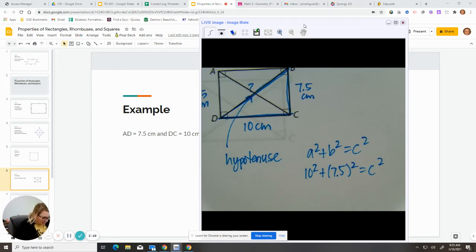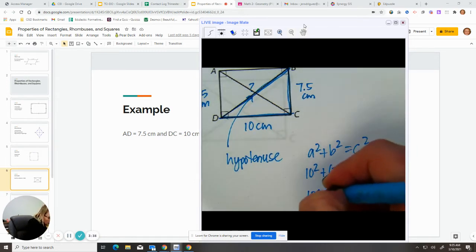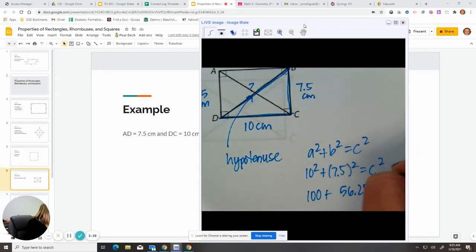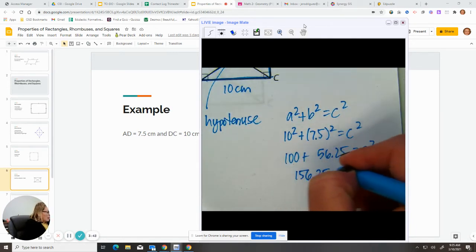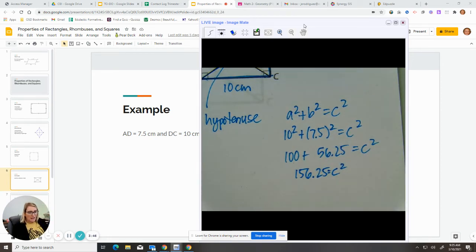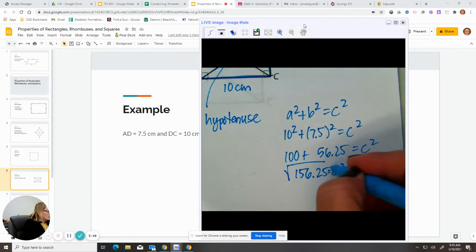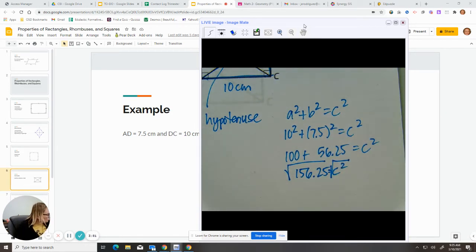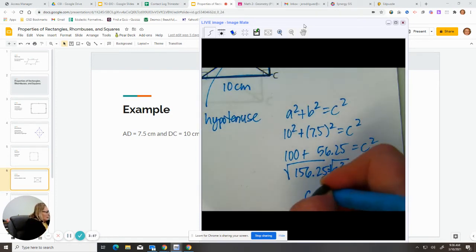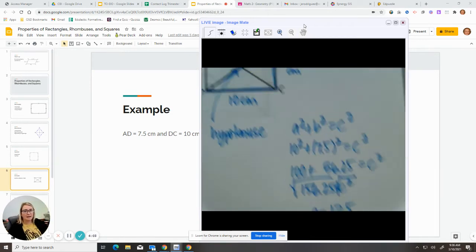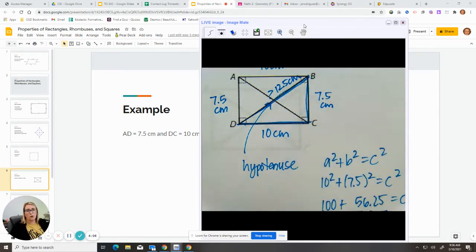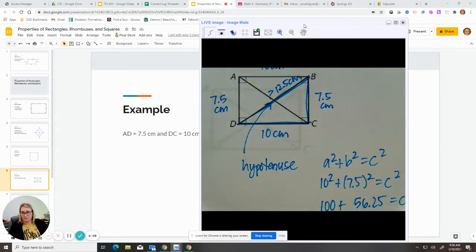10 squared obviously is 100. 7.5 squared is 56.25. So we're going to add that together: 156.25 equals c squared. And remember, to undo a square is a square root. So we are going to square root 156.25, and we get that c is equal to 12.5 centimeters. So that means that this right here is 12.5, this entire length.